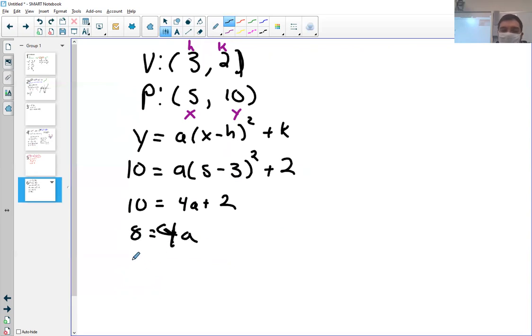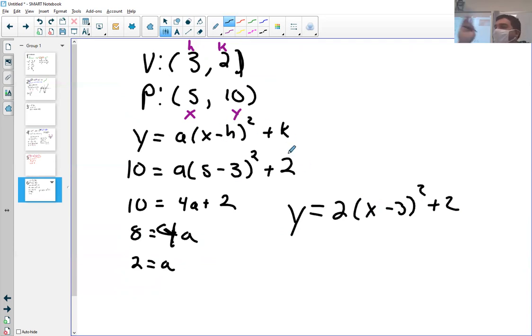2 equals A. So then we just rewrite the equation completely. Y equals 2 times X minus 3 squared plus 2. H and K stays the same for the equation. Well, X and Y could change. That's why we leave it as X and Y as a variable.